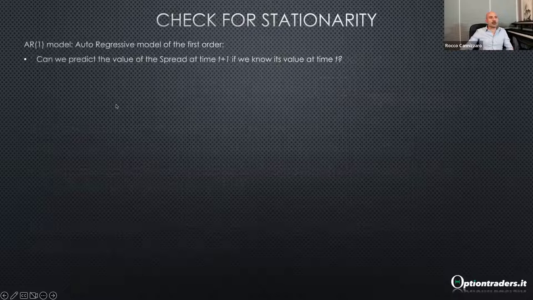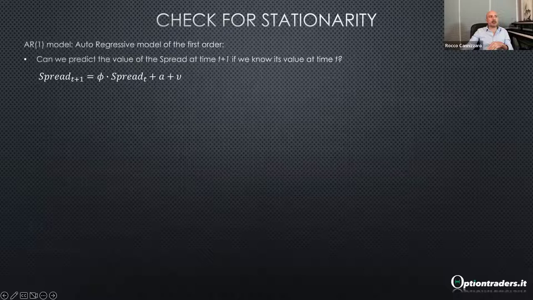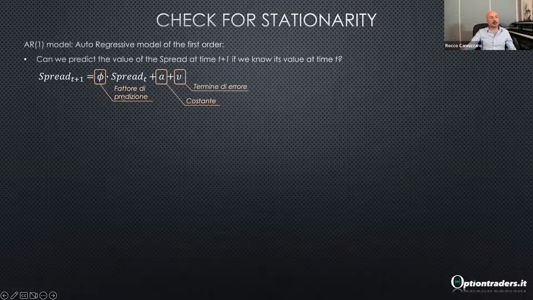All right, so how do we check for stationarity? I'm going to go very quick on this slide because it's kind of math heavy. I just want to give you a feel. The idea is, we found the spread, but can we predict what the spread would be at time t plus one if we know the value of the spread at time t? That's basically a simple equation where we want to predict the value of the spread at the next time period, let's say next day, given that we know the value of the spread at time t, which is today, and we want to find the values of phi, a, and v. These are some constant terms and then some prediction factor. Apologies for the Italian here, I forgot.